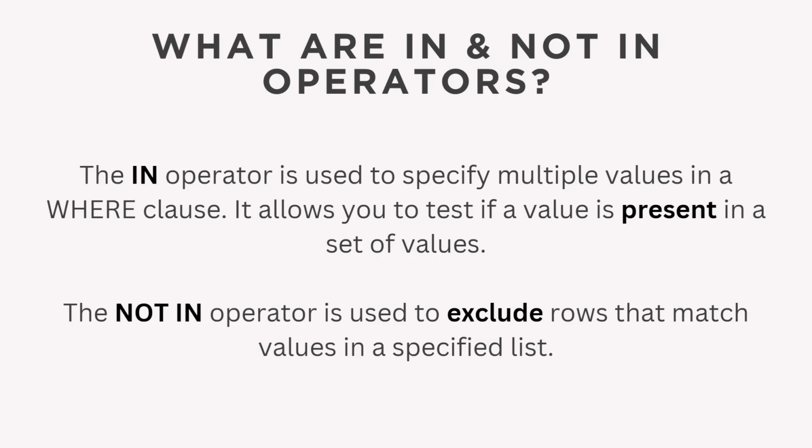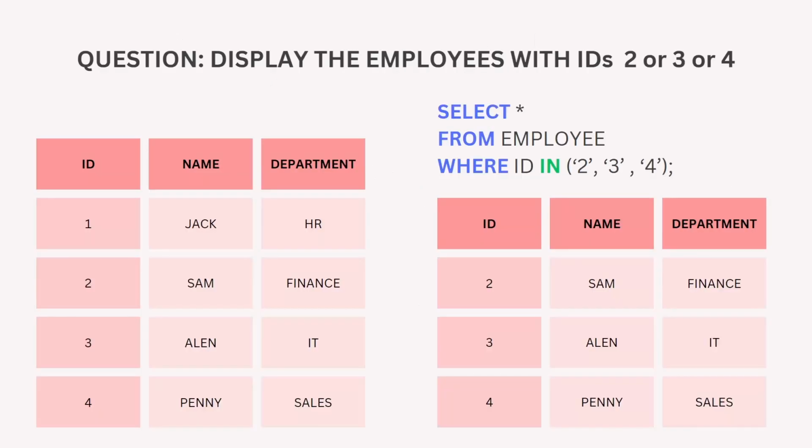list of specified values. The in operator is used to specify multiple values in a where clause. It allows you to test if a value is present in a set of values. The not in operator is used to exclude rows that match values in a specified list. Now, let's look at an example.